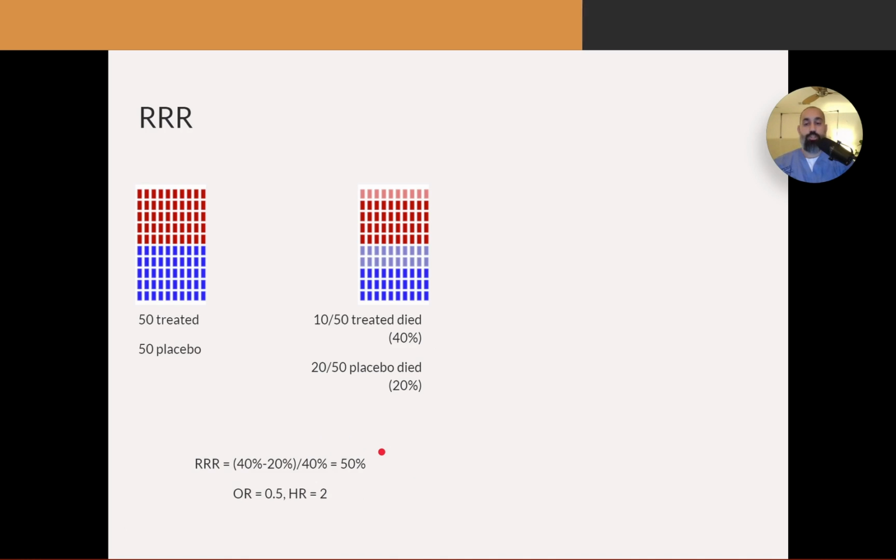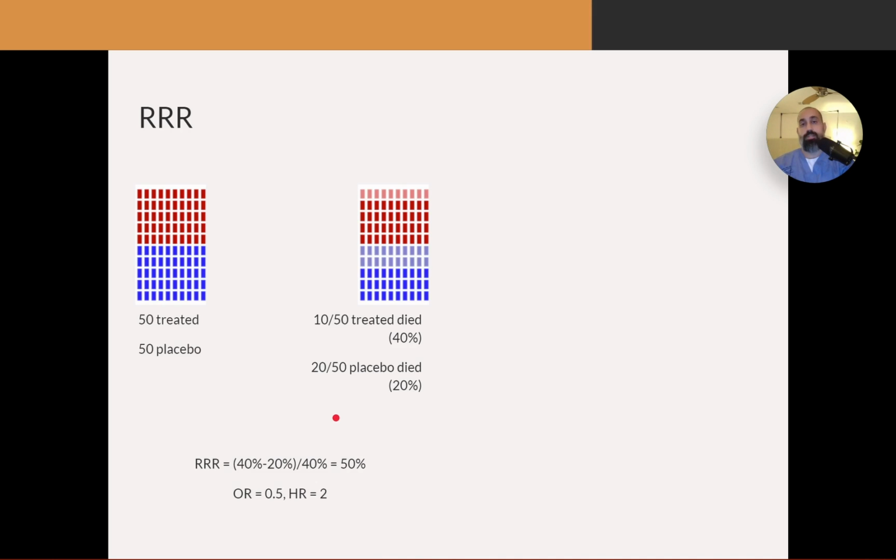The odds ratio is just the inverse of this number, so 50% means that you have half the risk in the treated, so 0.5 the risk if you're treated. Hazard ratio is the exact inverse, is that the people with the placebo had two times the risk of the treated people. But these are multiplicative comparisons that give bigger numbers and sound better, but are even further away from how our brains truly understand data correctly.